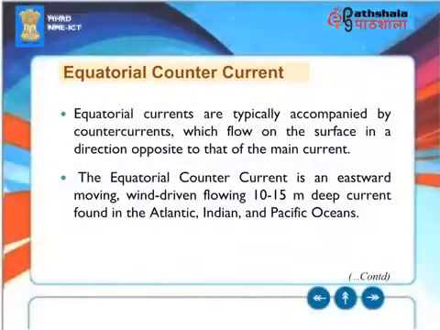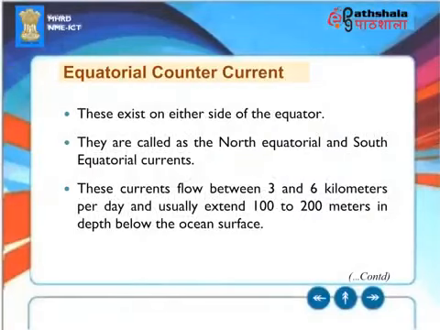Equatorial counter current. Equatorial currents are typically accompanied by countercurrents which flow on the surface in a direction opposite to that of the main current. The equatorial countercurrent is an eastward moving, wind-driven, flowing 10 to 15 meter deep current found in the Atlantic, Indian, and Pacific Oceans. These exist on either side of the equator.